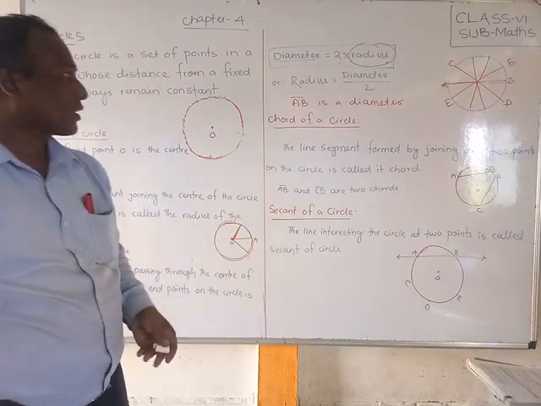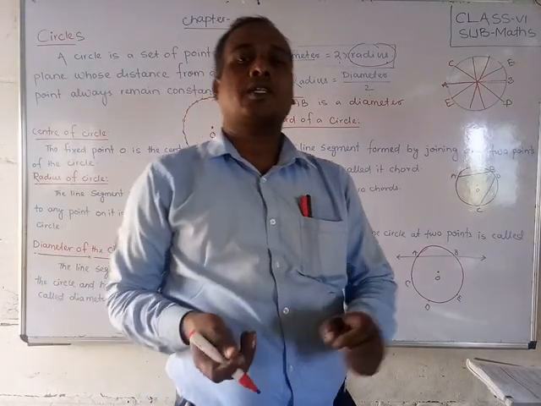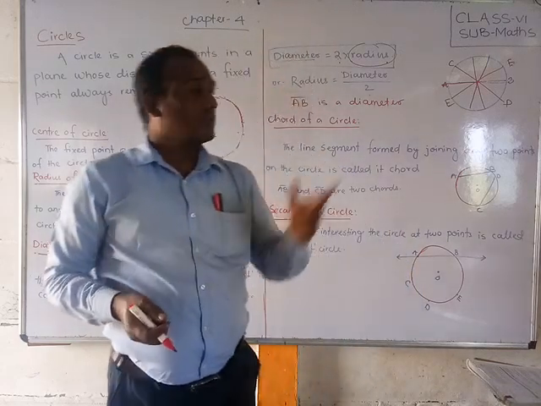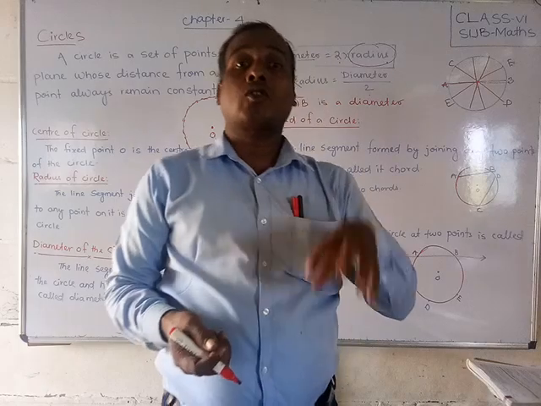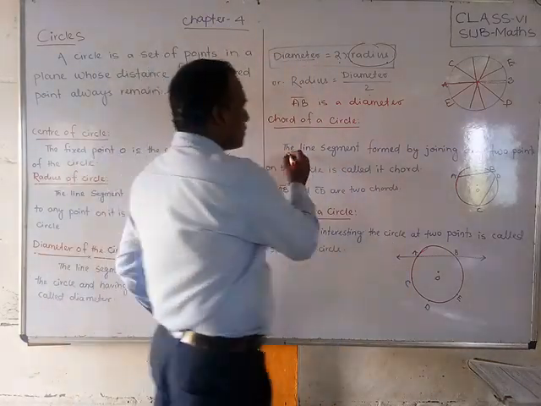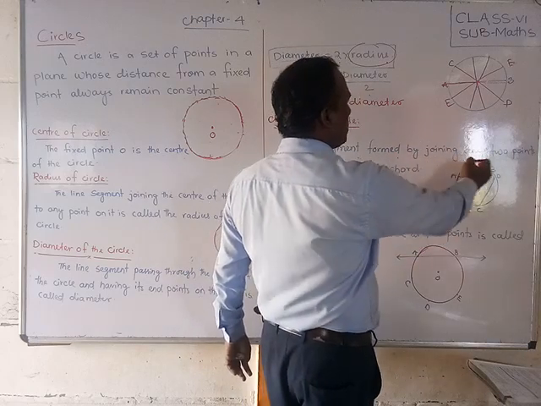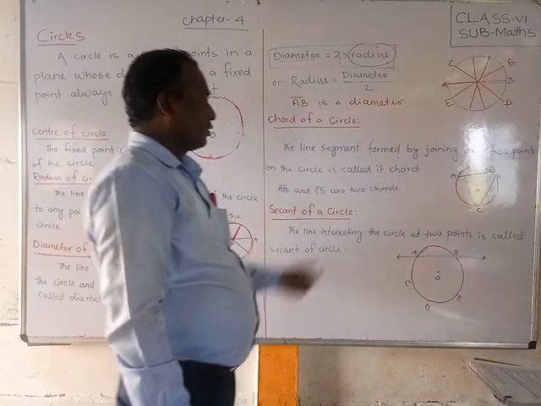Next friends, chord of the circle. First we studied the center of the circle. Second we studied the radius of the circle. Third we studied the diameter. Now we are going to discuss what is the chord of the circle. The line segment formed by joining any 2 points on the circle is called its chord.